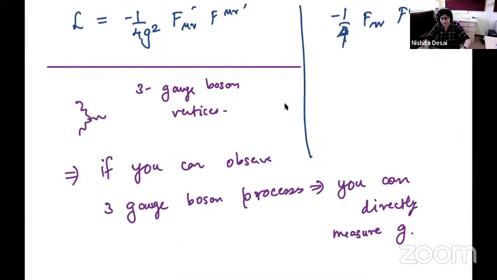Okay. So I realize that if you have not done field theory before, it could have been very confusing. So if you have any questions, maybe you can ask them now.